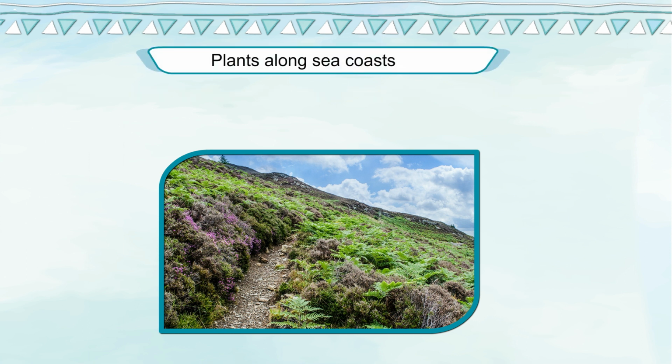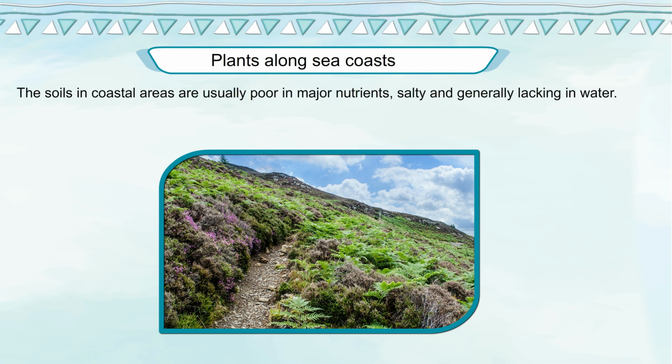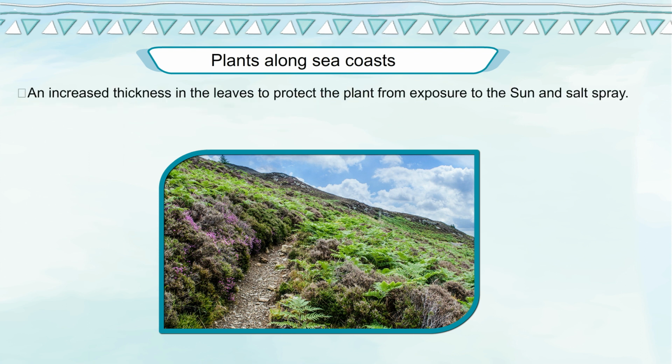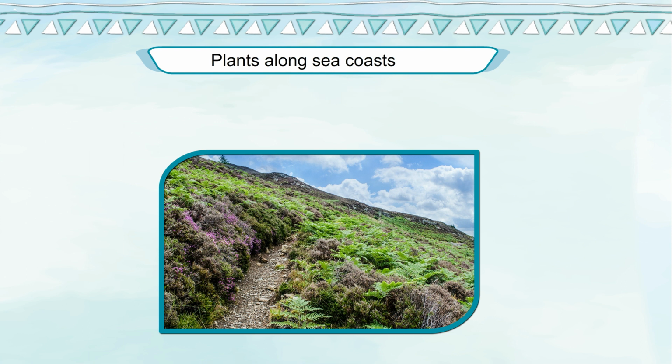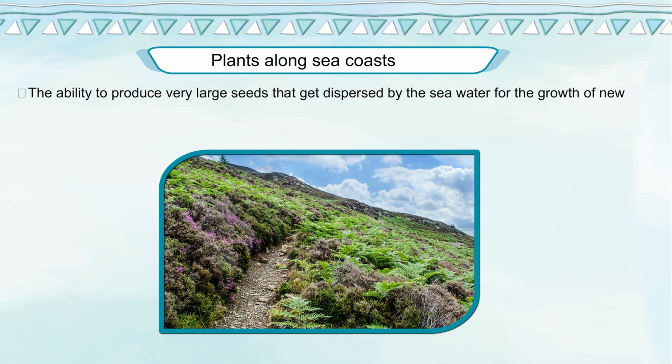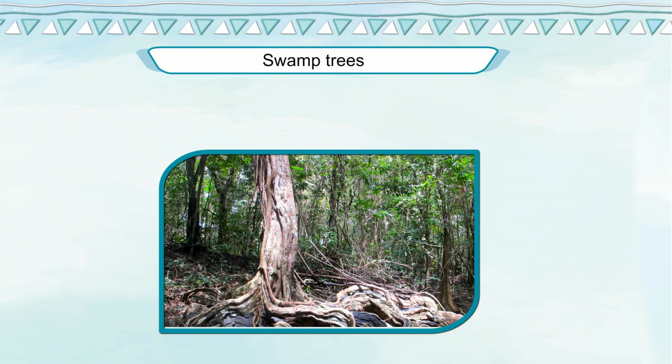Plants along sea coasts. The soils in coastal areas are usually poor in major nutrients, salty and generally lacking in water. Some adaptations in plants growing in these areas are: an increased thickness in the leaves to protect the plant from exposure to the sun and salt spray, and the ability to produce very large seeds that get dispersed by the sea water for the growth of new plants.